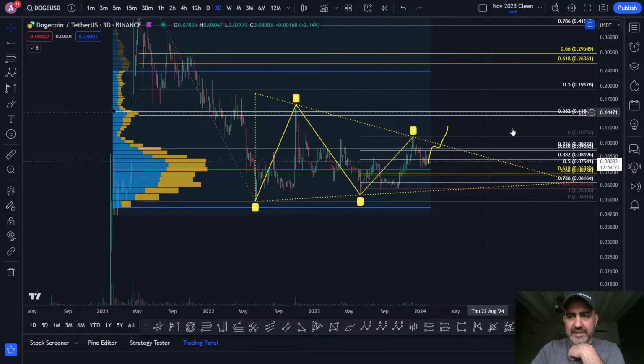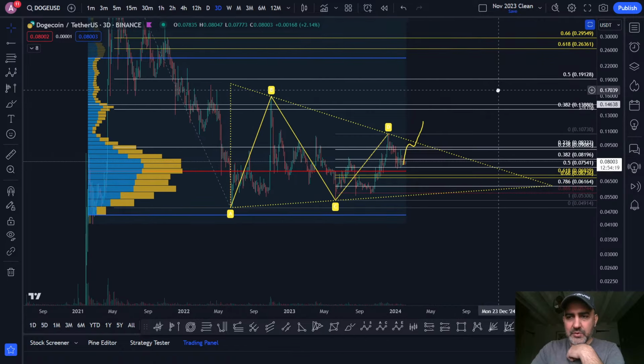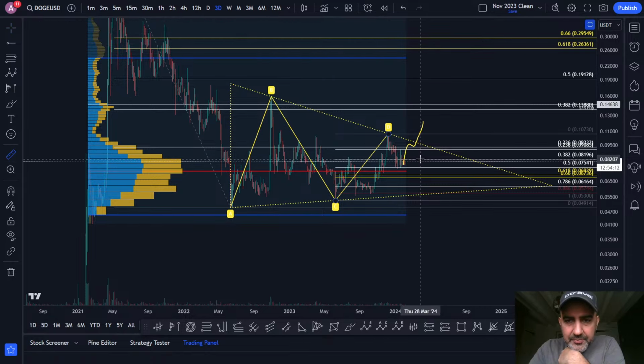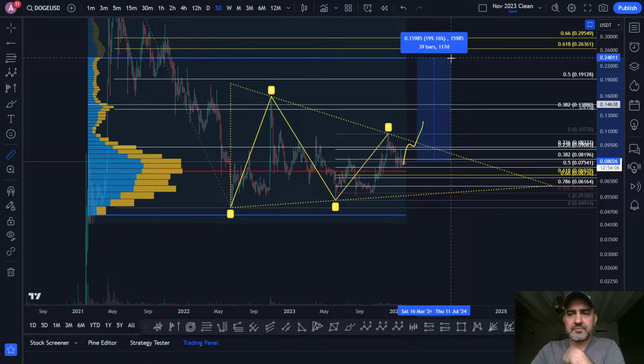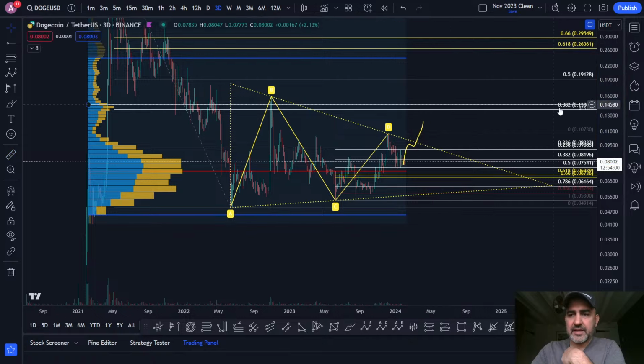So basically you'd have a big take profit at 13.8 to 14 cents, and that from the current price action is about 73% higher. And then the next real target is going to be 231% higher.